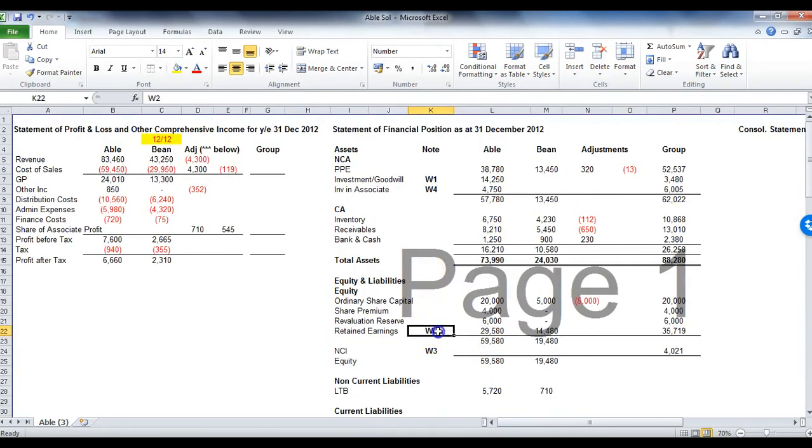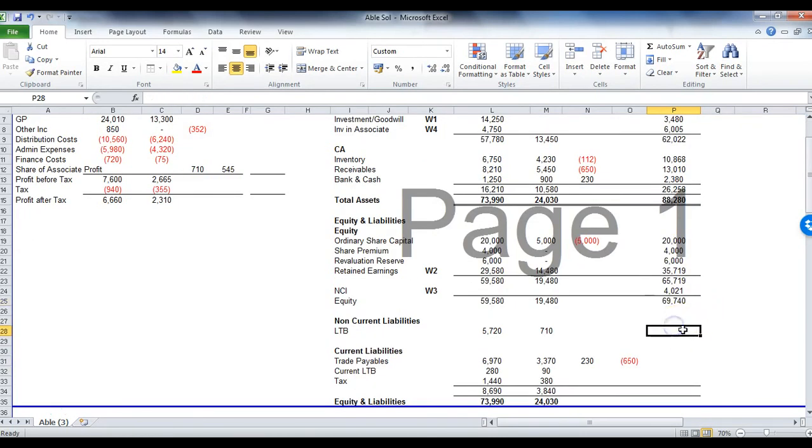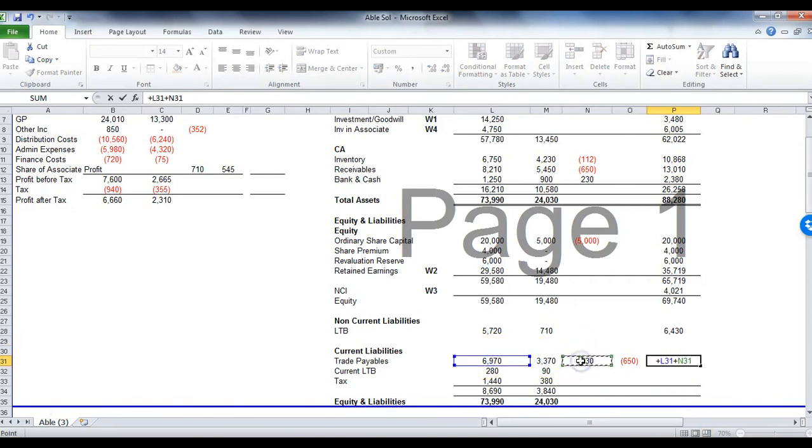We've already done our working for retained earnings, and we've already done our working for NCI. So there should be nothing new there. We're just slotting in, giving us total equity of 69,740. No adjustment to long-term borrowing, so it's just parent plus sub. 2 adjustments to trade payables, so we add them all across.